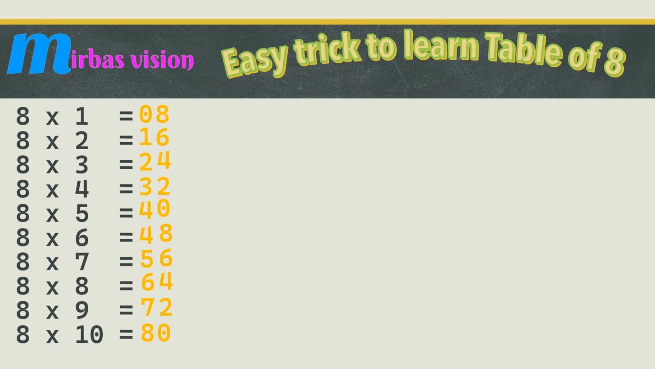Now I am repeating the table. 8 ones are 8. 8 twos are 16. 8 threes are 24. 8 fours are 32. 8 fives are 40. 8 sixes are 48. 8 sevens are 56. 8 eights are 64. 8 nines are 72. 8 tens are 80.